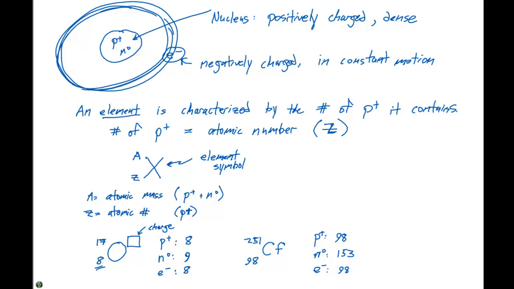What we're going to look at next is what happens when we have an uneven number of protons and electrons in a particular atom or element.